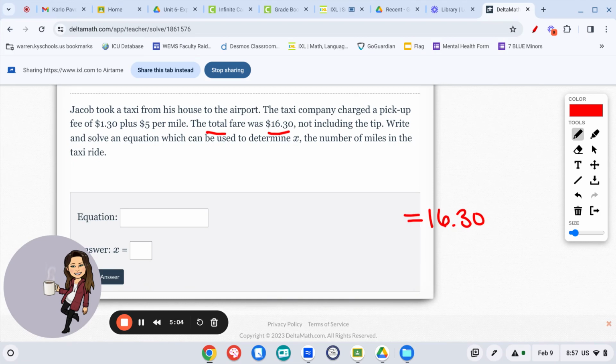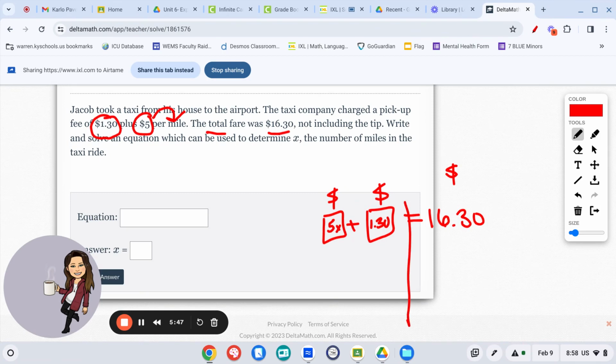And then again, if the total is money, then the other two things have to be money. And I know it's kind of tricky because you've got $1.30 and $5, but it's $5 per mile. So we don't know how much money that is because we don't know how many miles. We do know that the $1.30 is going to be by itself because that's just a one-time fee. It doesn't have to be multiplied by anything. As soon as you get picked up, you're going to have to pay $1.30. And then the 5 per mile is going to be with the x because we don't know how many miles to know how much money that is. So that's kind of your unknown cost.